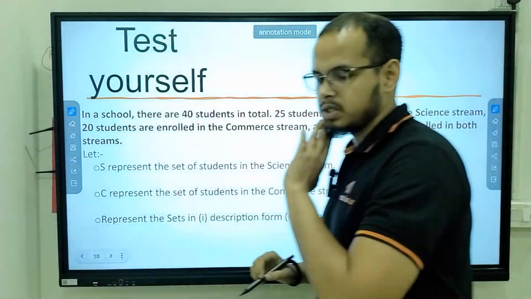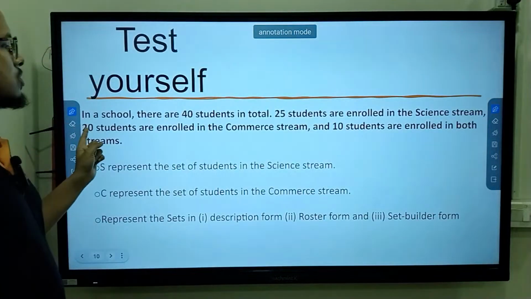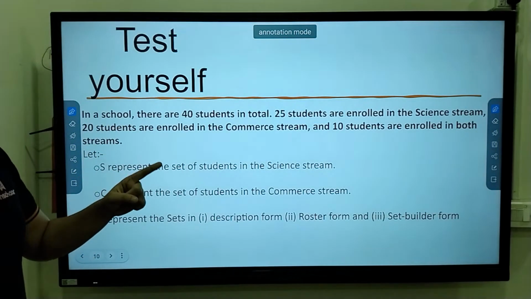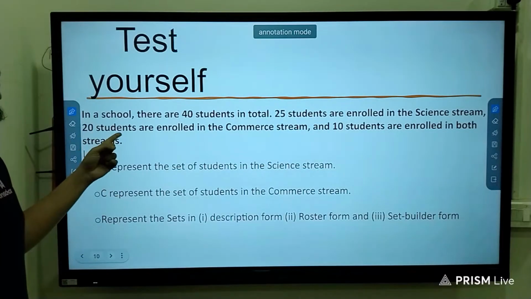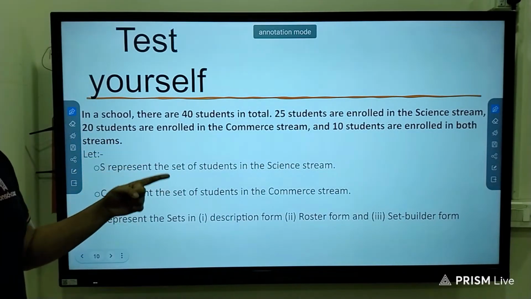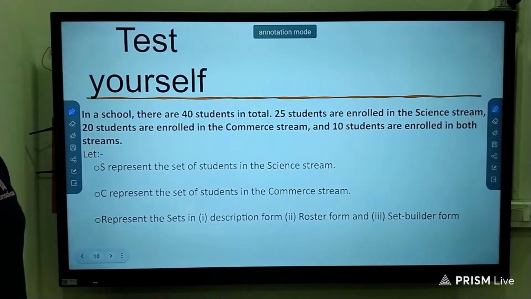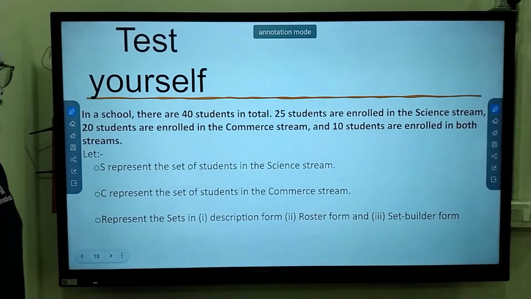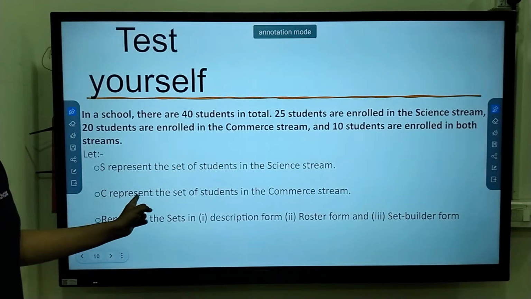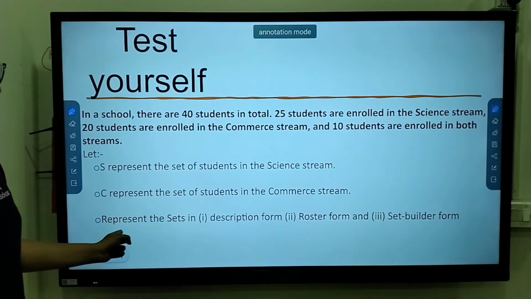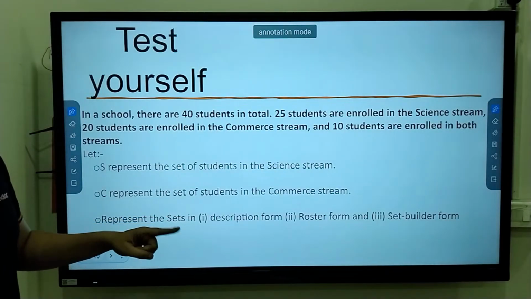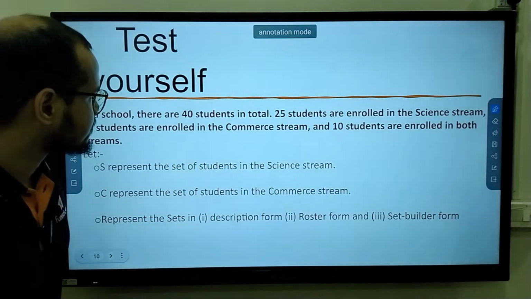Now see, what is the question? In a school, there are 40 students in total. 25 students are enrolled in the science stream, 20 students are enrolled in the commerce stream, and 10 students are enrolled in both streams. So let us understand: S represents the set of students in the science stream, C represents the set of students in the commerce stream. Represent the sets in one, description form, two, roster form, and three, set builder form.